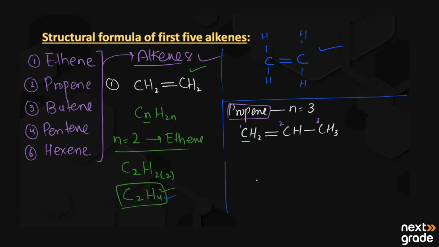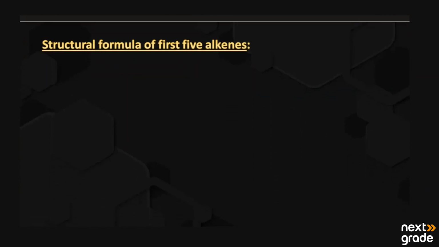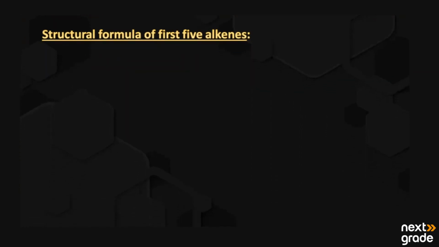We have to draw this carbon. Next, it is having 2 hydrogens, and next it is having a double bond. This carbon, now this hydrogen, bond, carbon, and this is having 3 hydrogens. So this is the structure formula for the propene. Next, if we have a look at the structure of the butene, that is having 4 carbon atoms.